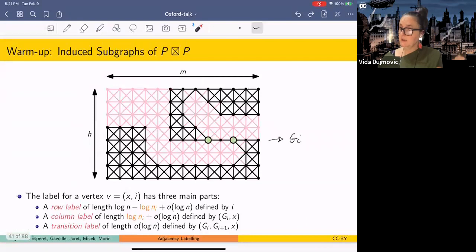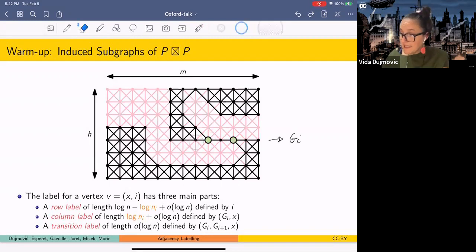You give me two vertices, and I look at their row labels. If they are in the same row, then I look at their column labels, and the column labels are going to tell me, are they consecutive on the column? If they're consecutive on the column, an edge is there, this is the induced graph. And so we would be done.